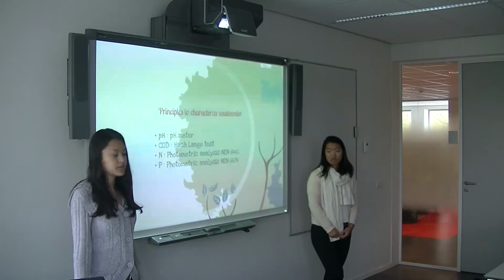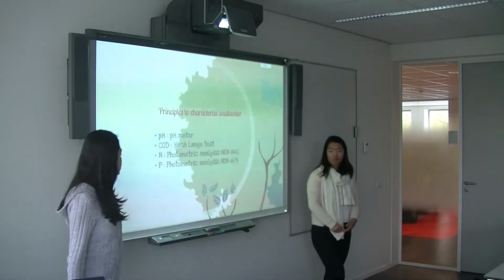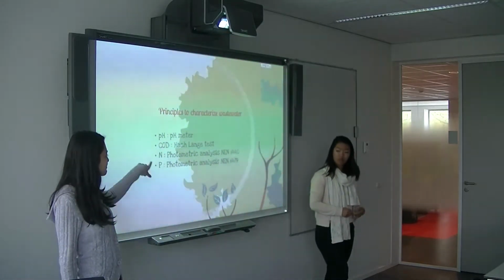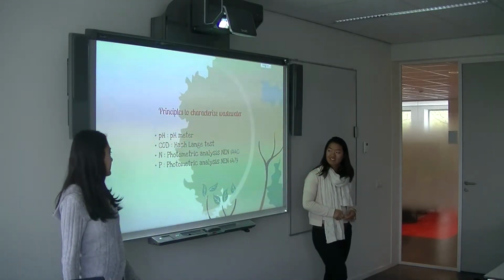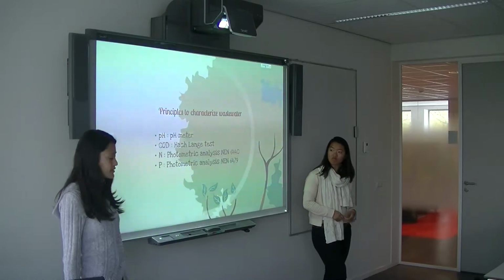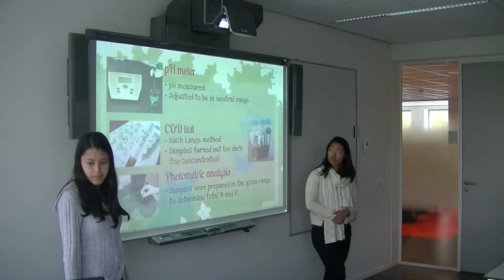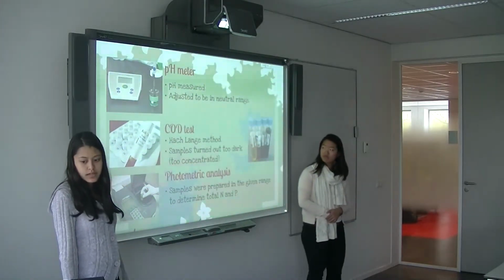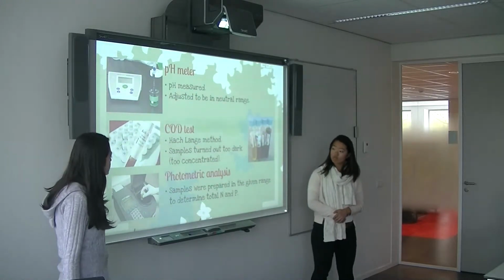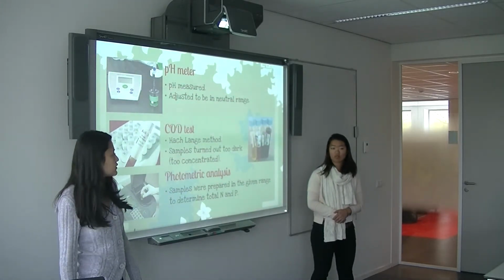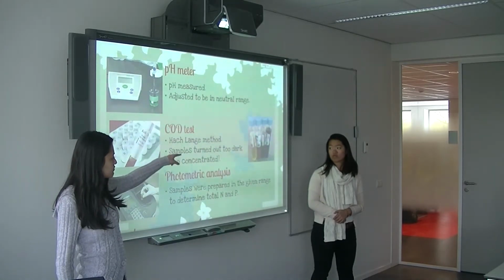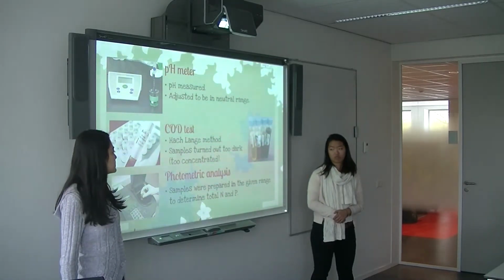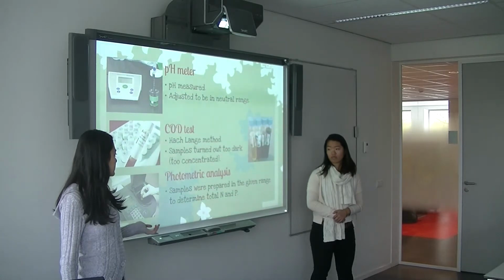We measured pH with a pH meter, and COD with a test. For phosphorus, we used photometric analysis. For the COD test, we needed to do it twice because the first time it was too concentrated and too dark, so we could not really know the amount of COD. Then we did it again.